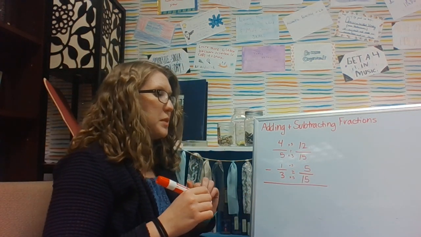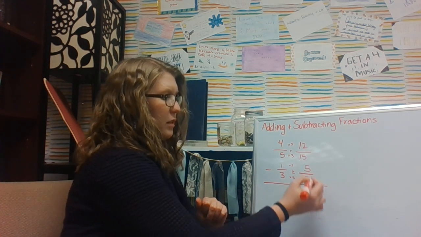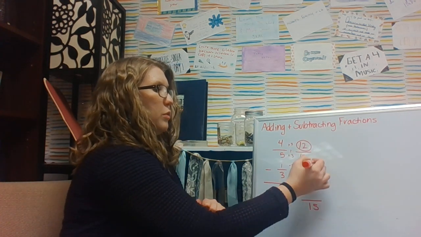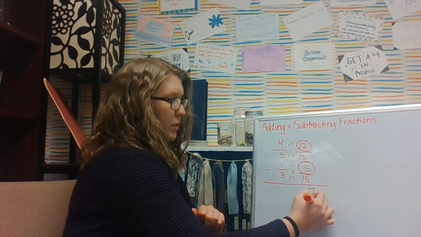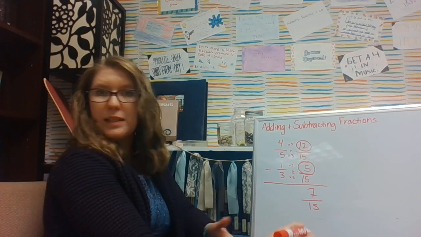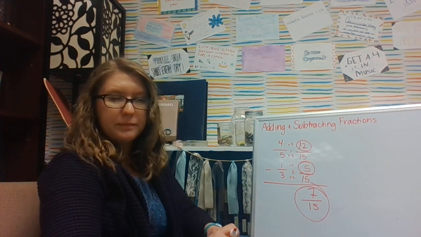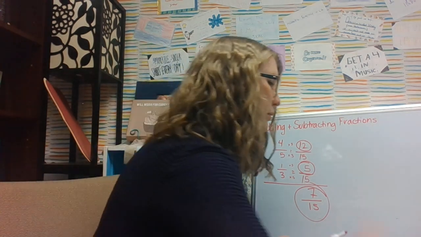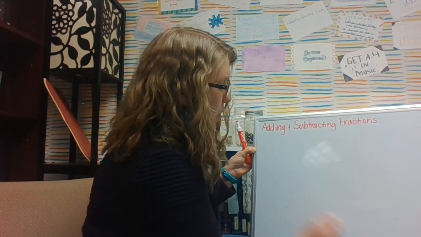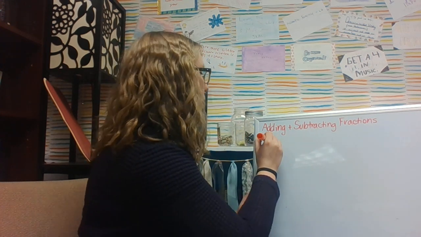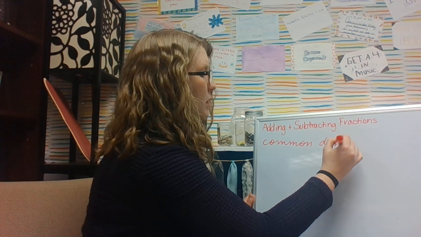Now remember, I'm subtracting, so I just subtract my numerators. 12 minus 5 equals 7, 7/15. I can't simplify that anymore, so that is my answer. So adding and subtracting fractions, remember that I need to find those common denominators.